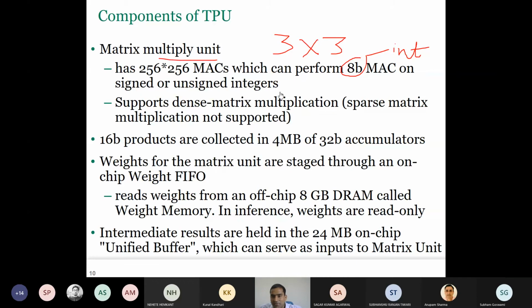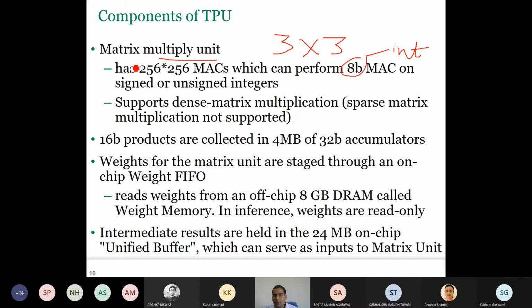So now, can you tell me whether TPU version 1 is good for training or inference? Now you tell me whether it is good for inference or training. Argya? Sure. Okay, if you don't know, it's fine.